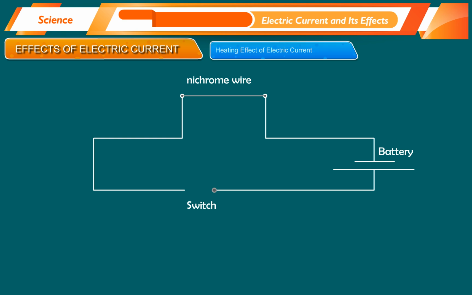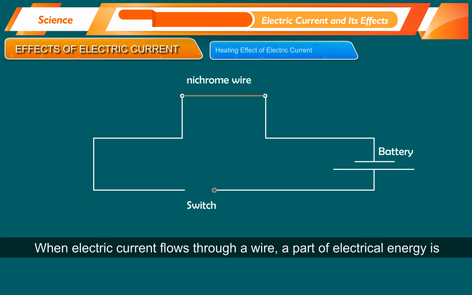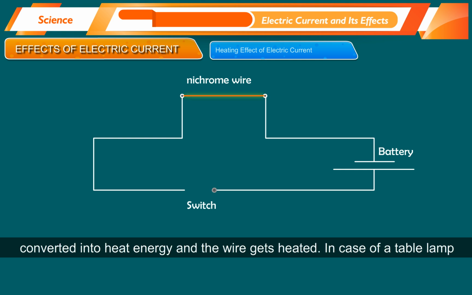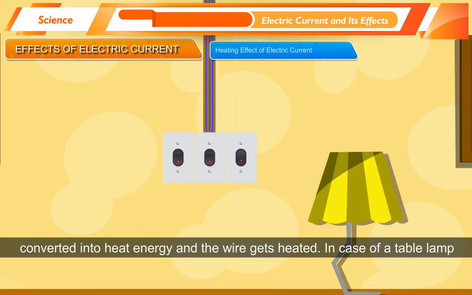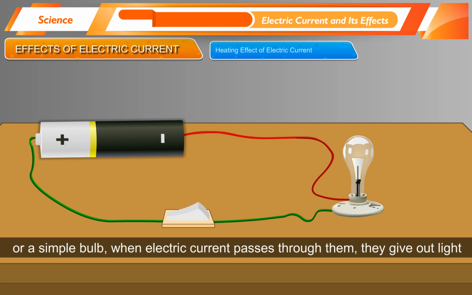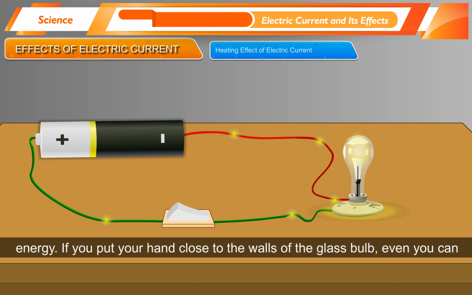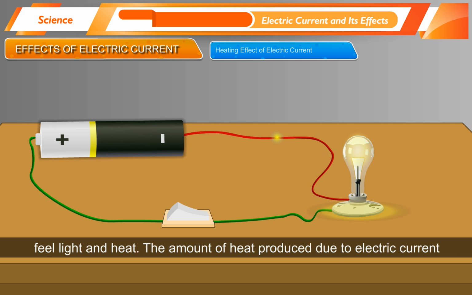Heating effect of electric current. When electric current flows through a wire, a part of electrical energy is converted into heat energy and the wire gets heated. In case of a table lamp or a simple bulb, when electric current passes through them, they give out light energy. If you put your hand close to the walls of the glass bulb, even you can feel light and heat.